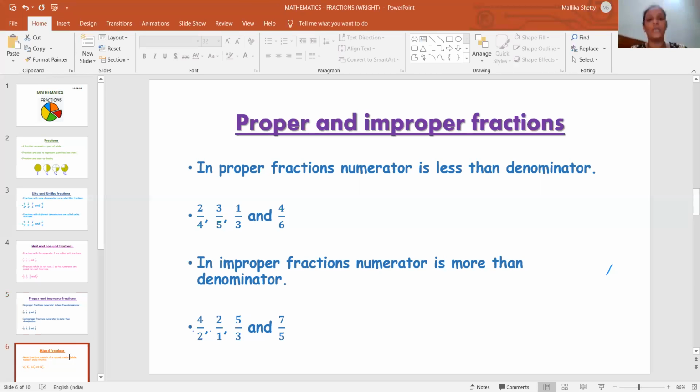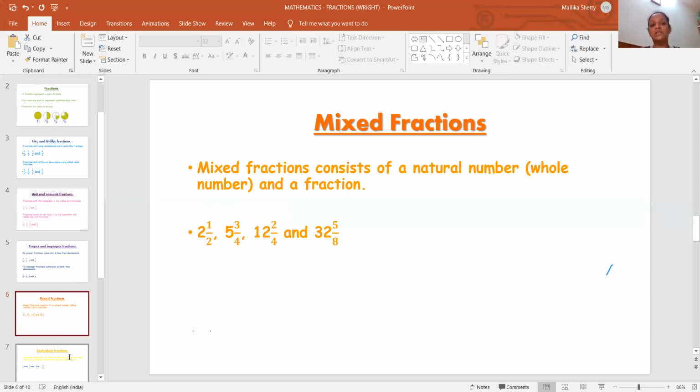Then you must have heard something known as a mixed fraction. Now, what is a mixed fraction? A natural number and a fraction. A mixture of a whole number and a fraction together is known as a mixed fraction. As you all can see in the example here, 2 is a whole number, a complete entire number, a natural number, and 1/2 is a fraction. When they both are written together like this, it is a mixed fraction.